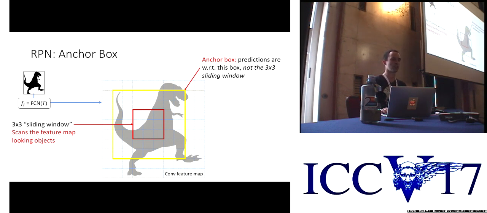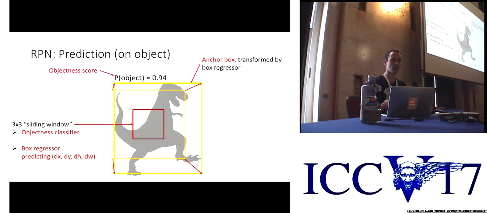And so the important thing to note is that the predictions are going to be relative to the anchor, not the 3x3 window. In particular, for each anchor, it's going to use an objectness classifier to predict whether or not the anchor corresponds to an object. And it's going to have a bounding box regressor, which will deform the anchor to match the spatial extent of the object. So here's an example.